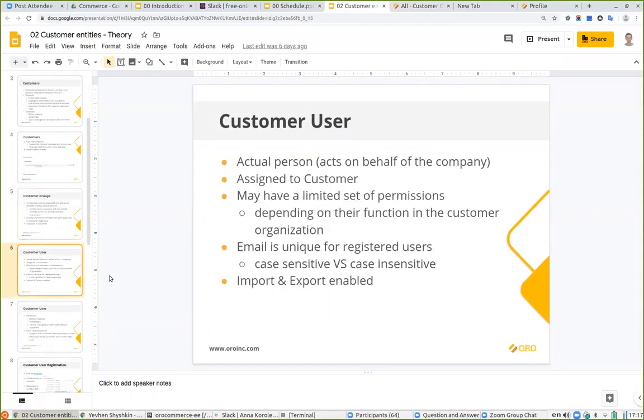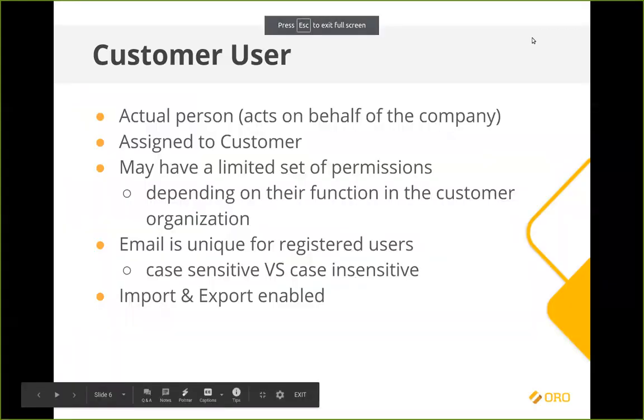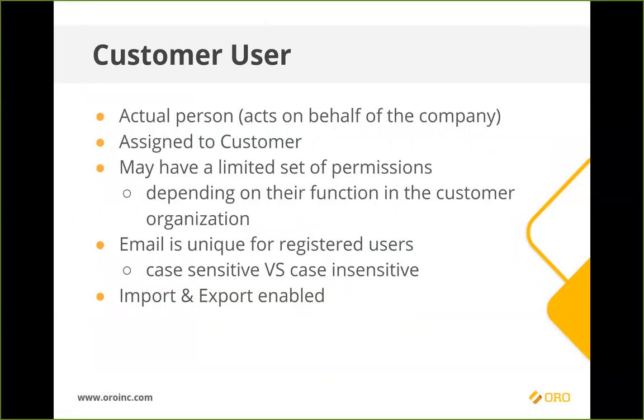Next entity, an important one, is the customer user. So the customer user is the actual person who can act on behalf of the company, or who can be a separate entrepreneur. But one day or the other, the customer user has to be assigned to a customer, and there is no way a customer user can be without a customer. Even if you are doing registration of a customer user, the application usually automatically creates a customer for this customer user. A customer user is similar to the management console user and may have a limited set of permissions.